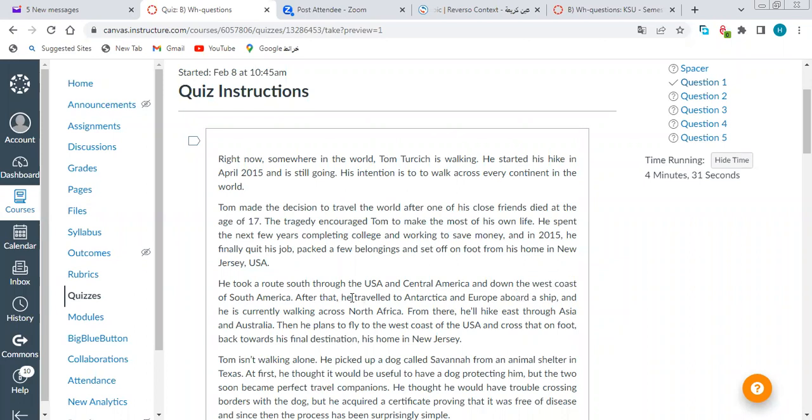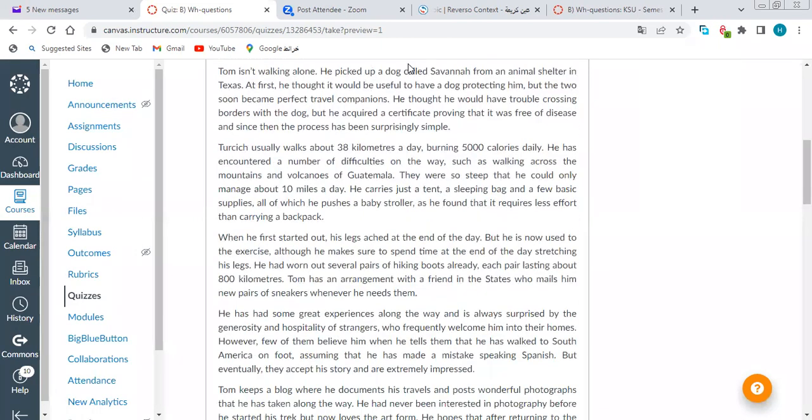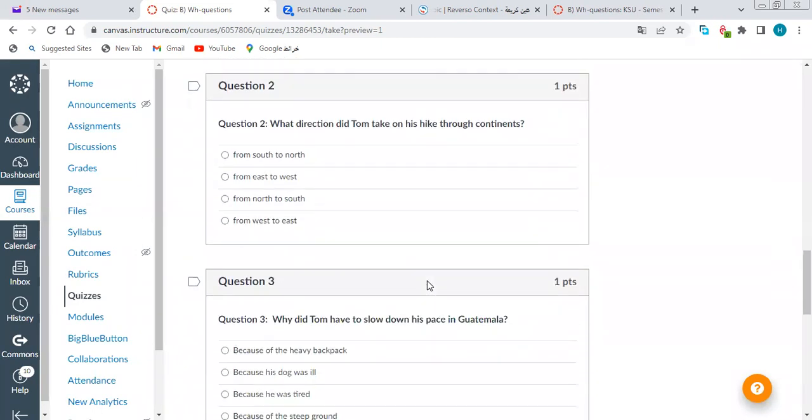After that, he traveled to Antarctica and Europe aboard a ship. And he is currently walking across North Africa. From there, he'll hike east. So I have west coast and here east. So this means from west to east. We need to read and to concentrate a lot. Let's focus more.